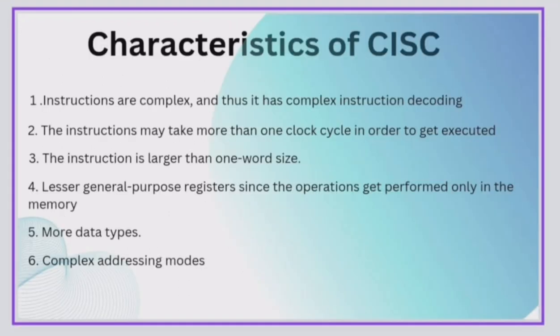Now we will see the characteristics of a CISC. First one, instructions are complex and thus it has complex instruction decoding. Second one, the instruction may take more than one clock cycle in order to get executed. Third one, the instruction is larger than one word size. Fourth one, lesser general purpose registers since the operations get performed only in the memory. Fifth one, more data types. Sixth one, complex addressing modes.